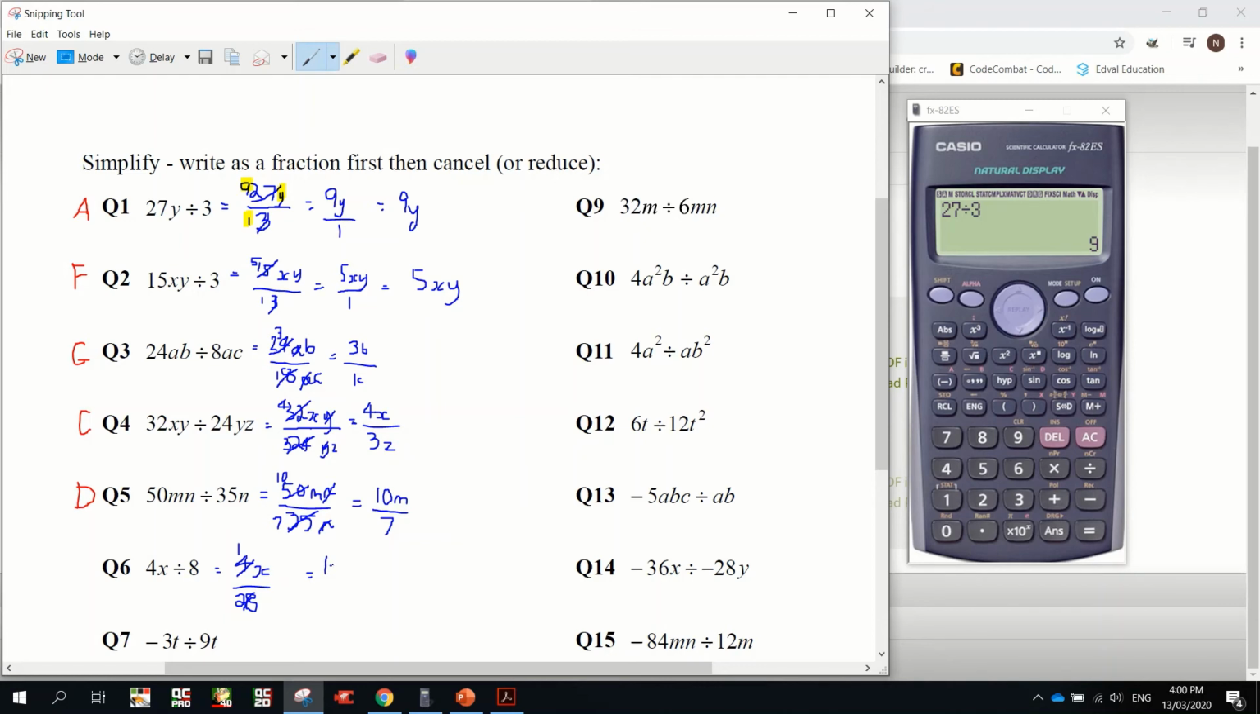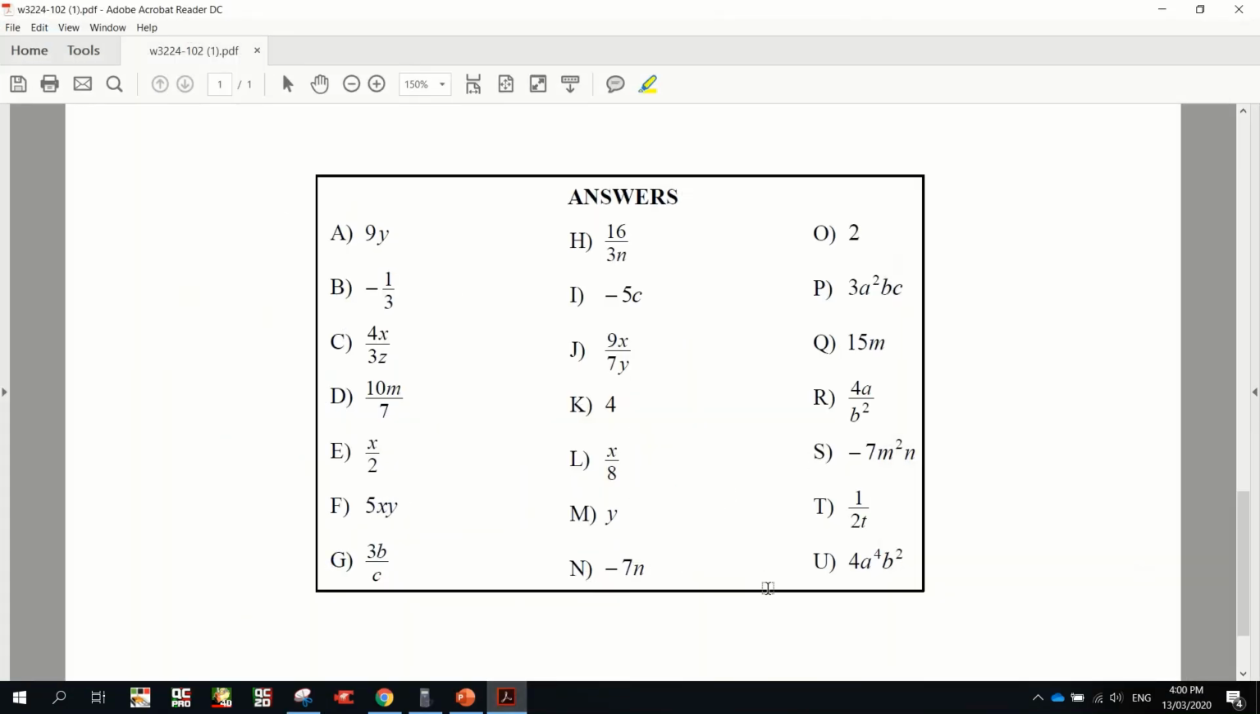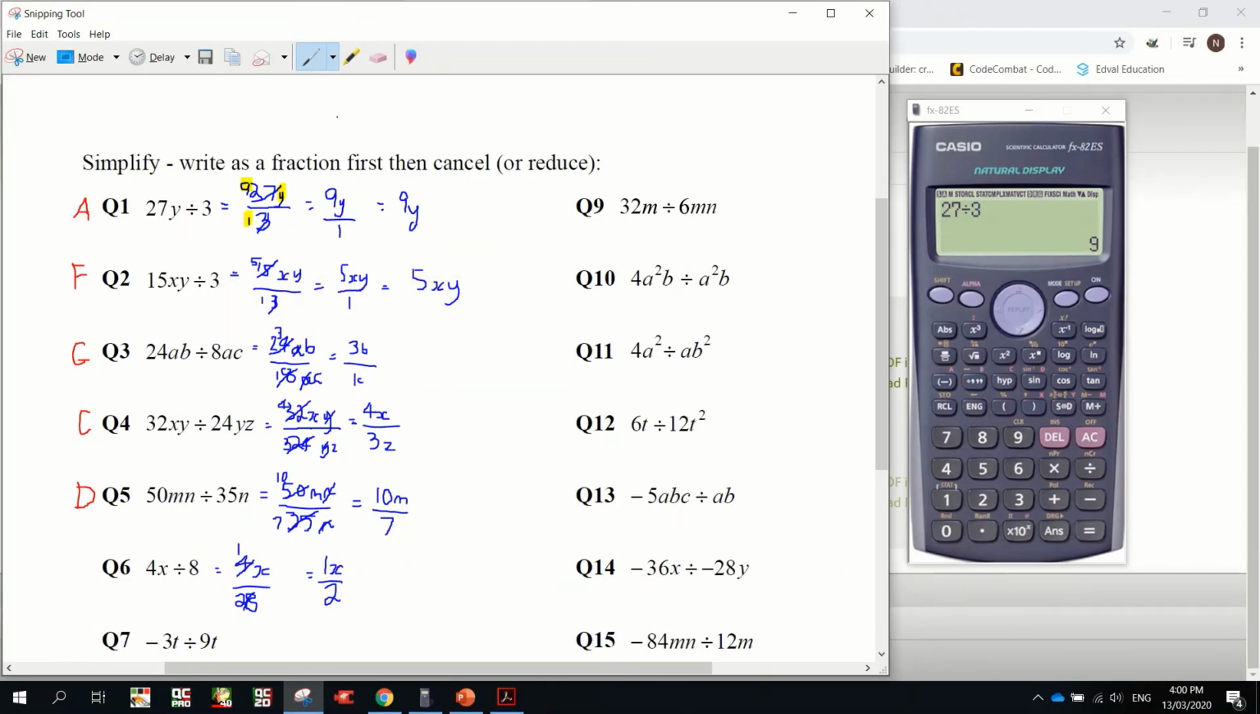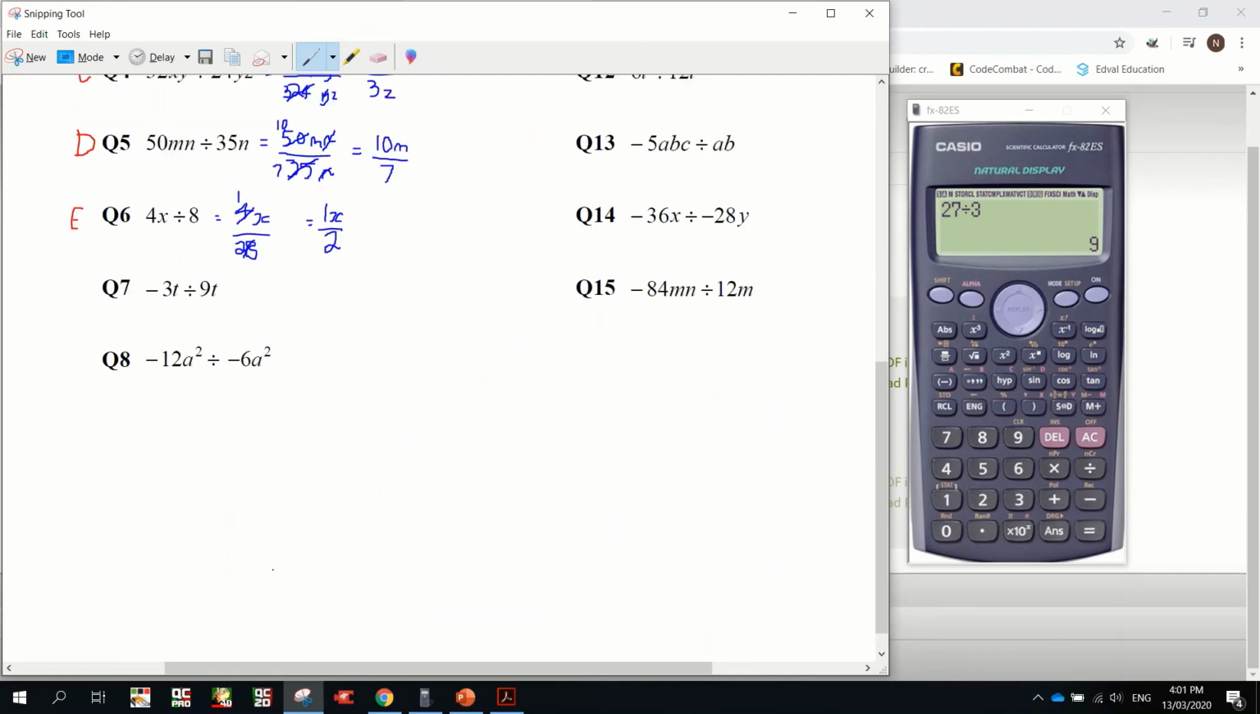What are we left with? In the top we've got 1x over 2. Now it could also be written as just x over 2. Let's have a look. For x over 2, something over 2. There it is, x over 2, E. All right, let's try question 7.